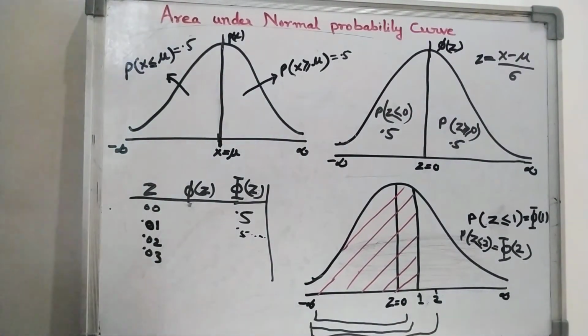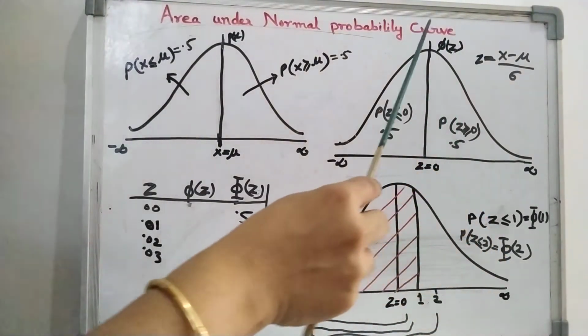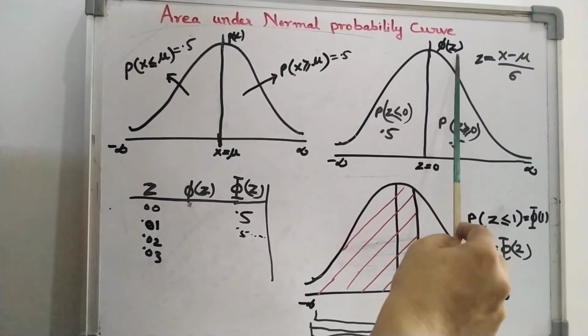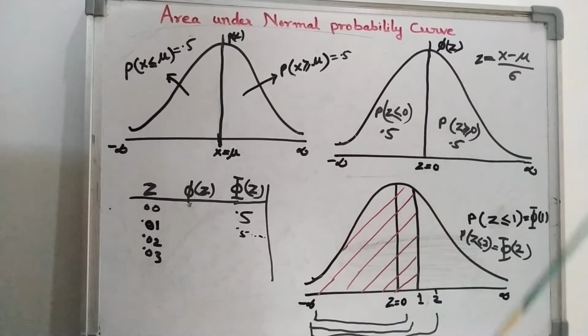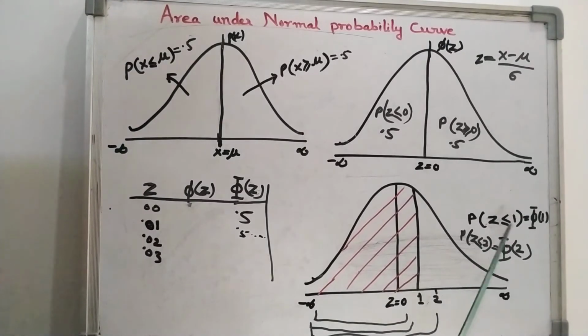So this is the probability density function form, and capital phi of z is your area. So always remember, you don't need to calculate these values. Probability of z less than or equal to 1 or 2 or any positive value, you just look at the table and get your value.